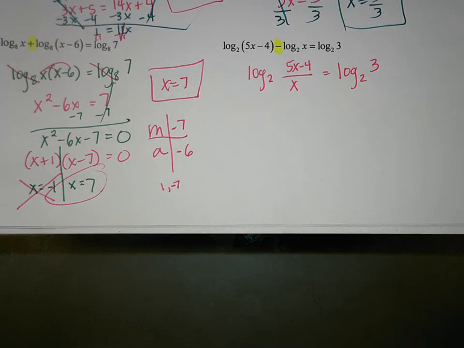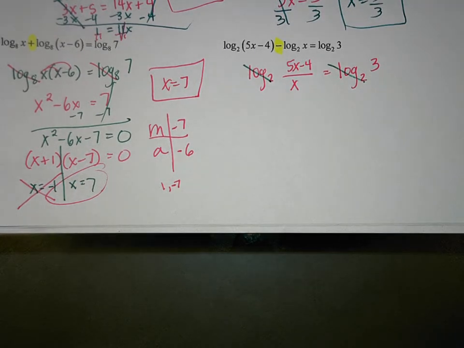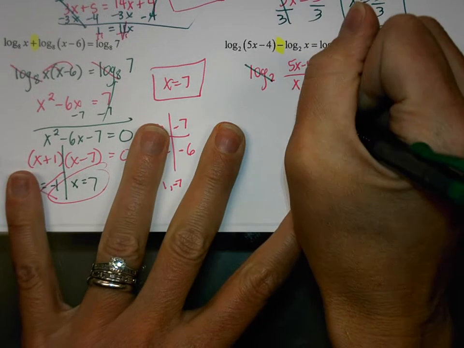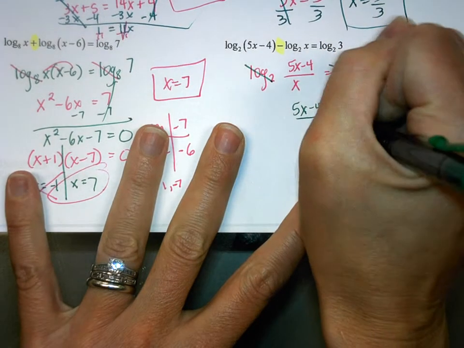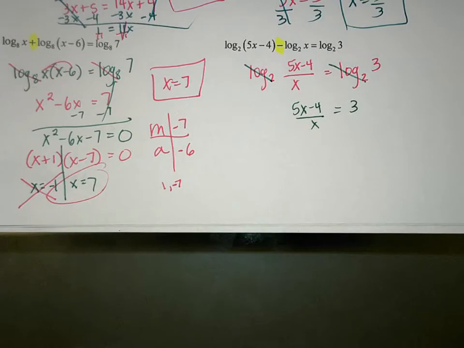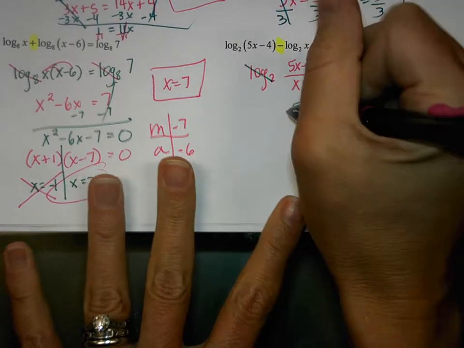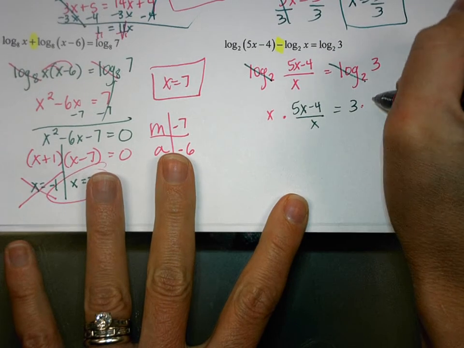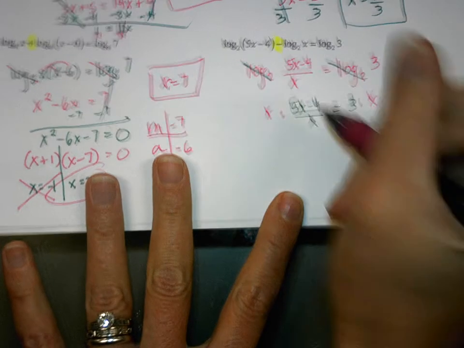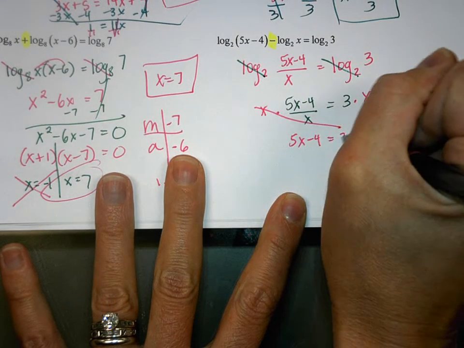Now, what's my next step? Very good. Because we have the single log, we can eliminate them, cancel them out. My problem now reads as (5x - 4)/x = 3. Because I have a fraction, we want to eliminate the fraction. How will I eliminate the fraction? Multiply by x. Well done. When I do that, the x's eliminate. We have 5x - 4 = 3x.